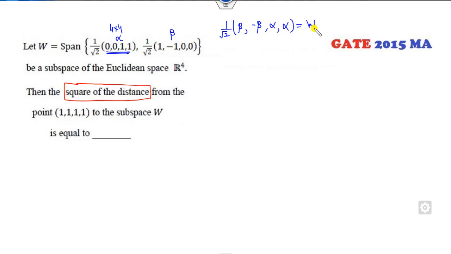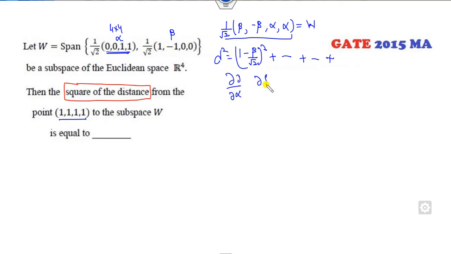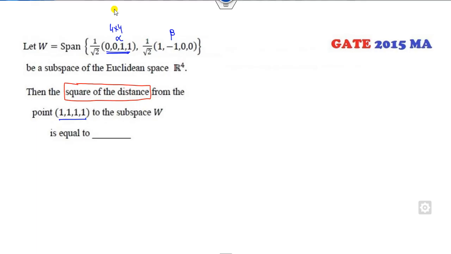This is my vector w, that's a span. You can find the distance from (1, 1, ...), so it will be 1 minus beta over root 3 plus the second, third and fourth terms, and then take the partial derivative with respect to alpha and the partial derivative with respect to beta, each set to 0. That will again take a very lengthy time. I will tell you again the shortest way. How can you solve this problem?